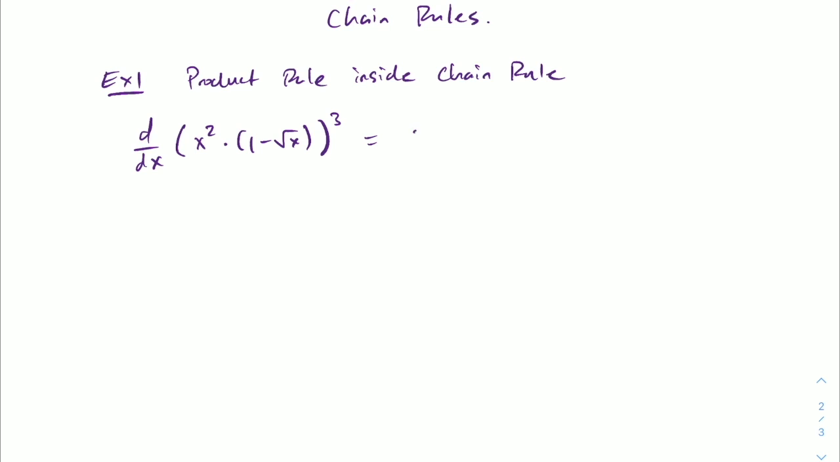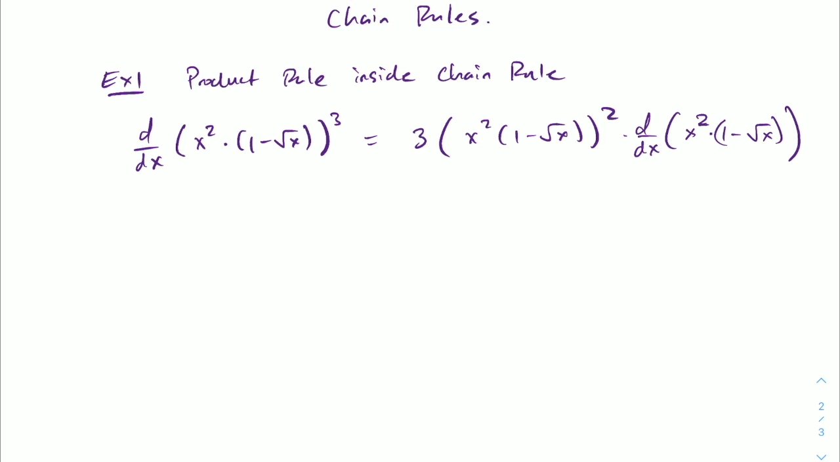So we'll take the derivative of the cube function. So x cubed becomes 3x squared. The inside stays the same, and then we'll multiply by the derivative of the inside. And the inside is this product. So when we do the derivative of the inside, we'll be using a product rule.